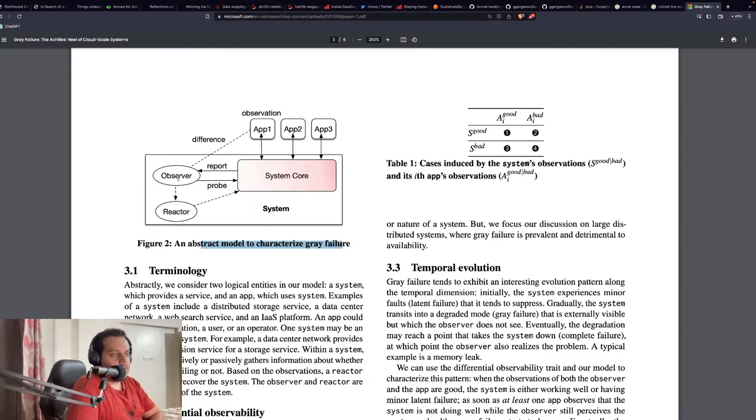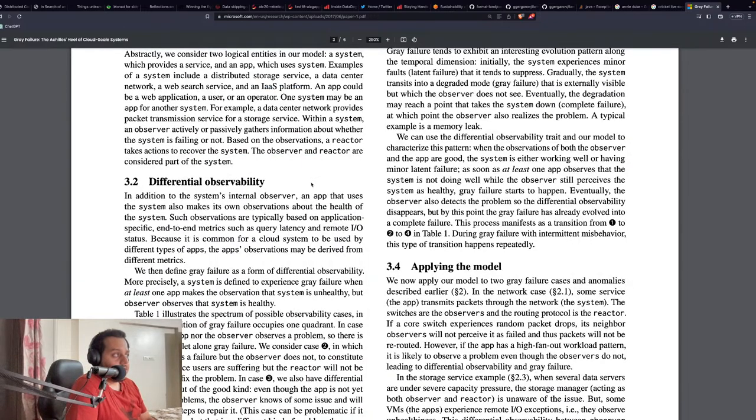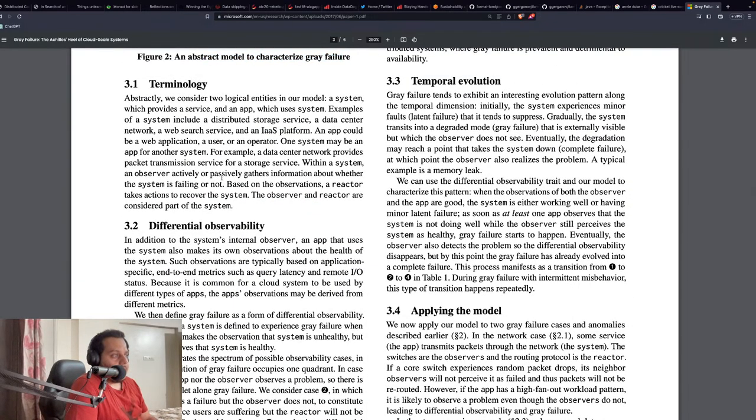So we have got an observer, a reactor, and then the application. The difference between the application and the observer is most likely what gray failures are. Okay. A system provides a service, and an app uses the system. Examples of a system include a distributed storage service, a data center network, a web server, etc. One system may be an app for another system.